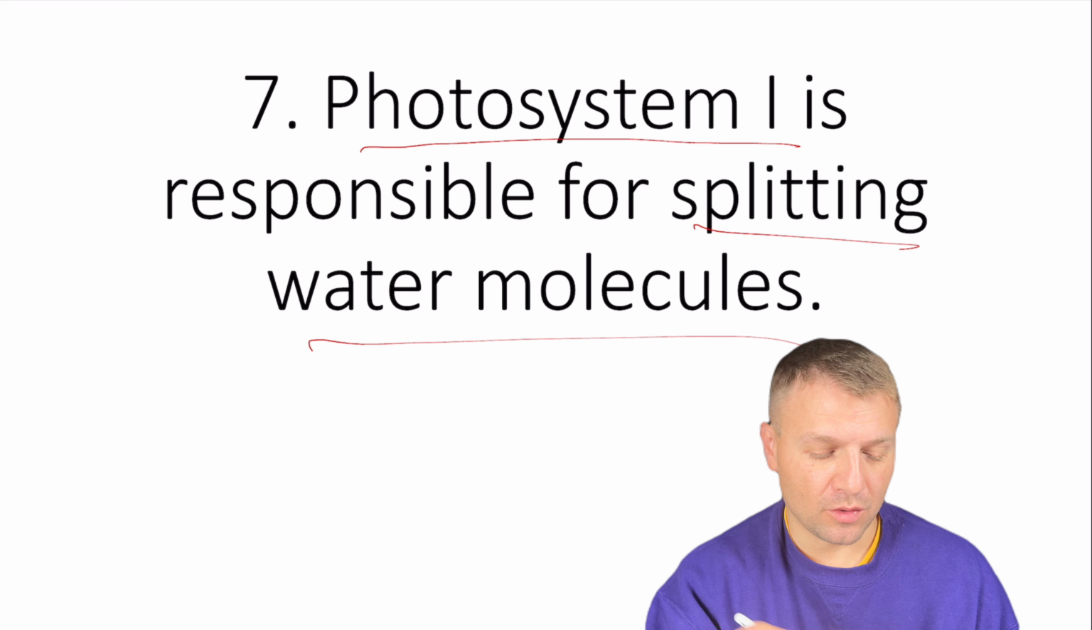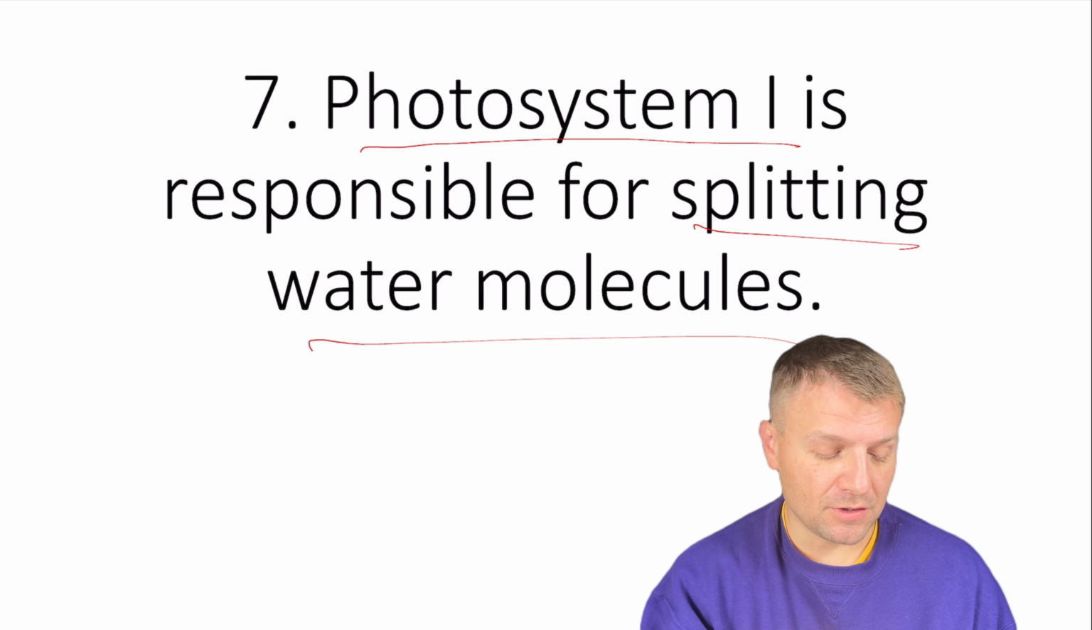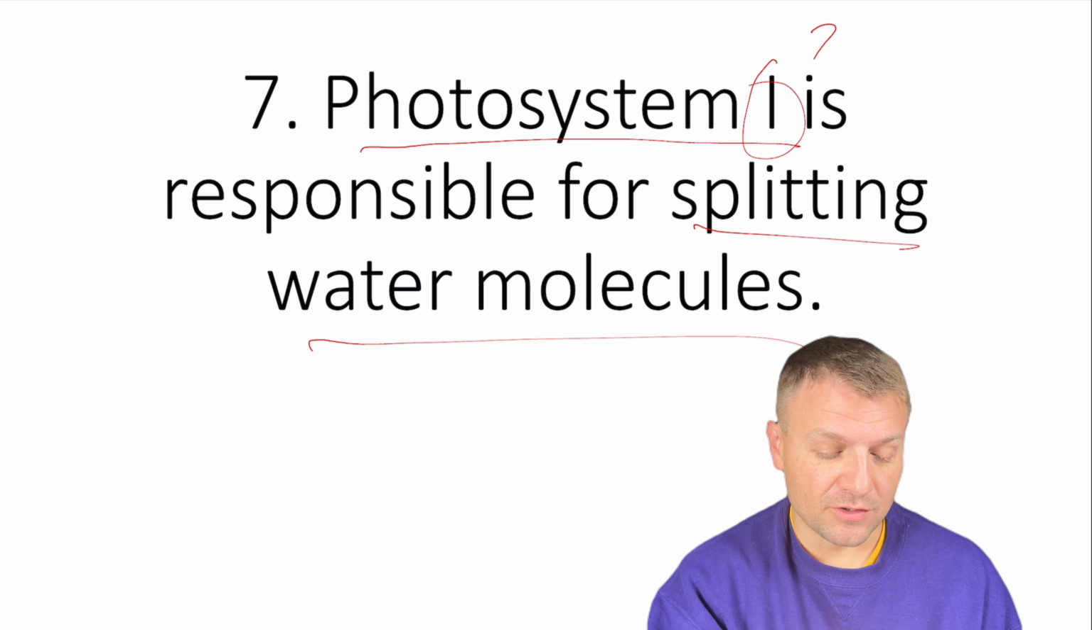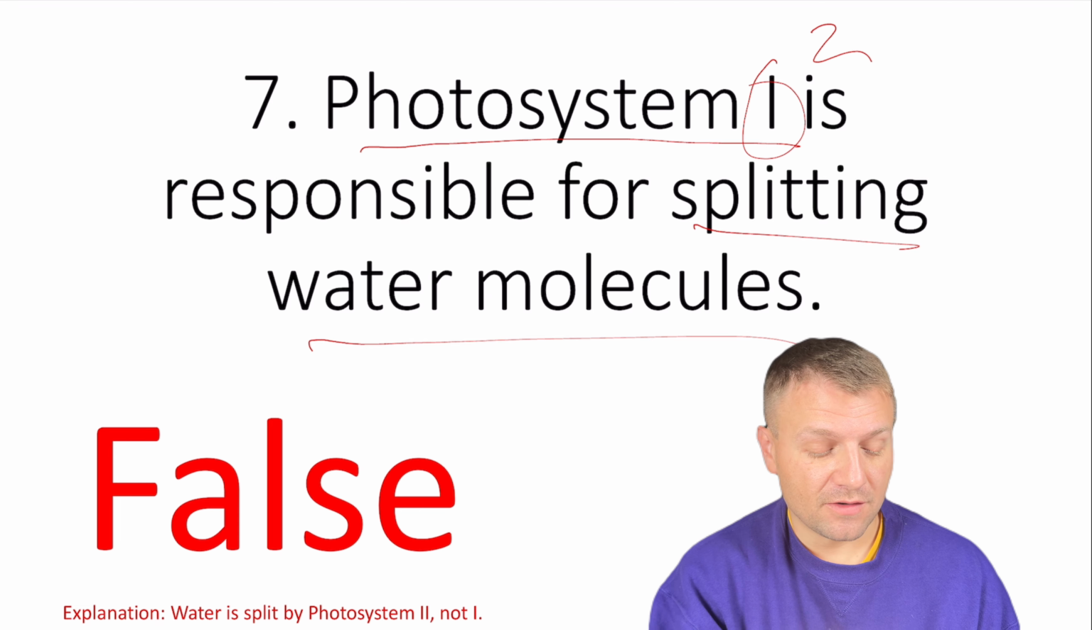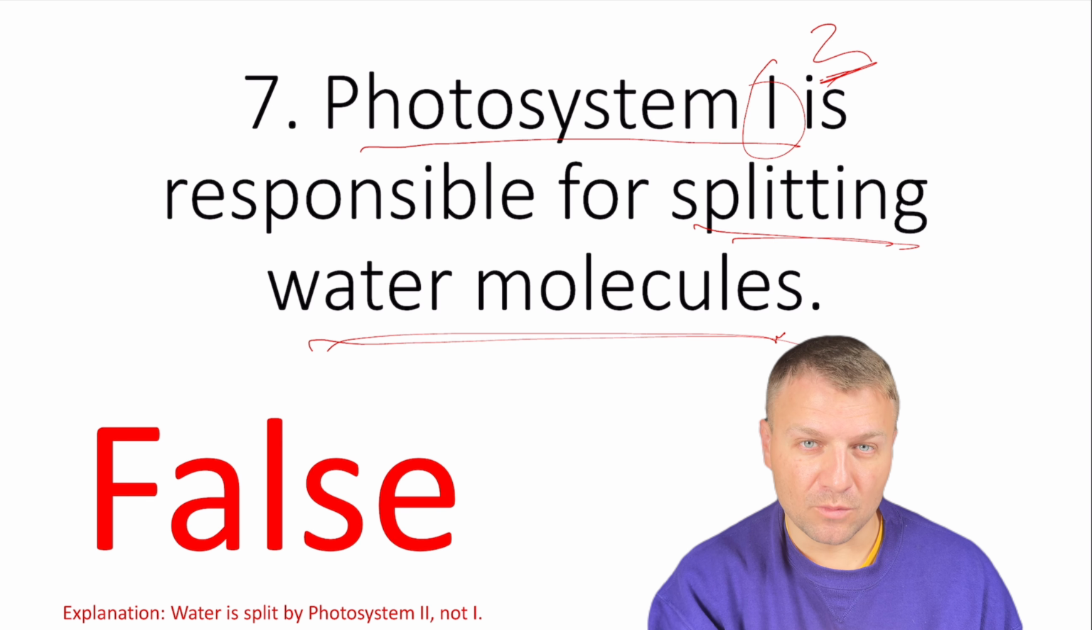Number 7, photosystem 1 is responsible for splitting water molecules. Is this true or false? So again, this question's asking you, do you know the difference between photosystem 1 and photosystem 2? This is false. Photosystem 2 is where the splitting of water happens, not photosystem 1.